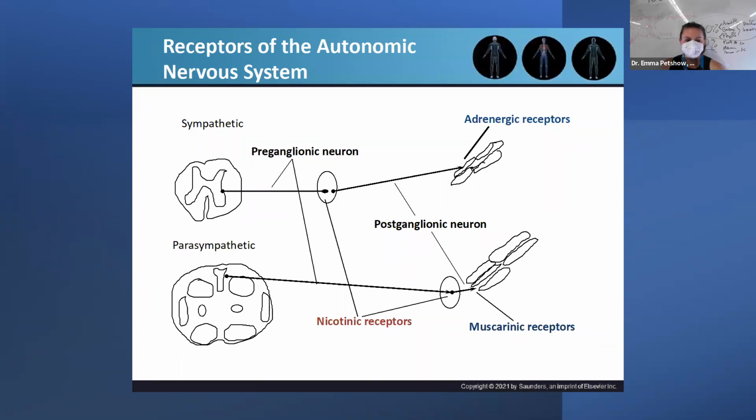These are showing our receptors here. So again, if you like to see it visually, our sympathetic and parasympathetic preganglionic neuron, nicotinic receptors, postganglionic neuron, adrenergic, and muscarinic.